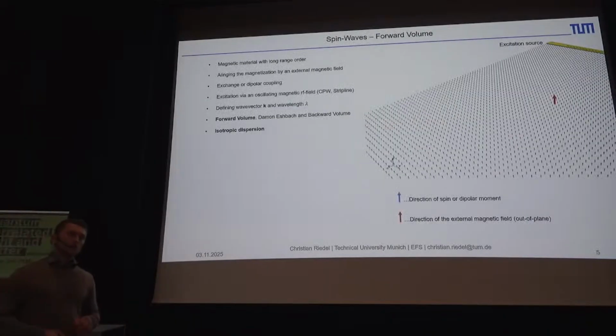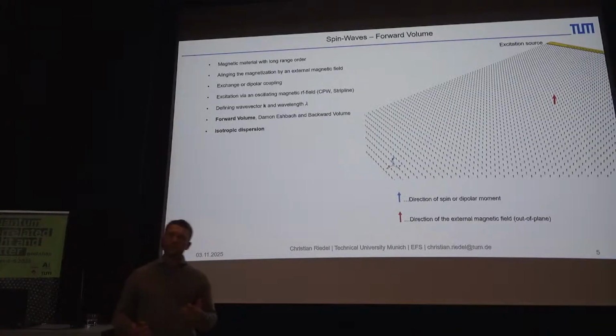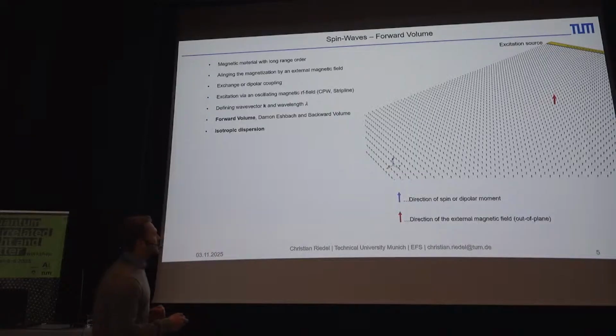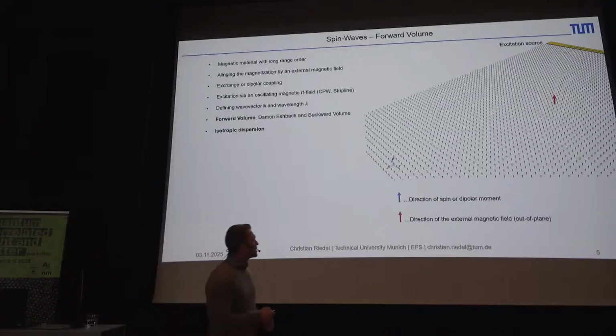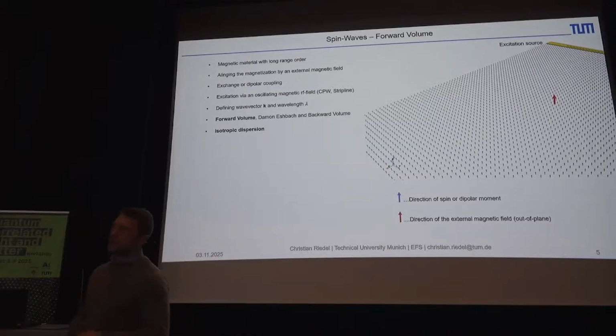Okay, let's start. What are spin waves actually? Well, as the name already suggests, you need a spin or a dipolar moment, and for this you need a magnetic material with a long-range order, namely a ferromagnet or a ferrimagnetic material. If you apply an external magnetic field to your material, indicated by this red arrow here, you can align all the magnetic moments or spins in the same direction as the external magnetic field, as long as it's sufficiently high.